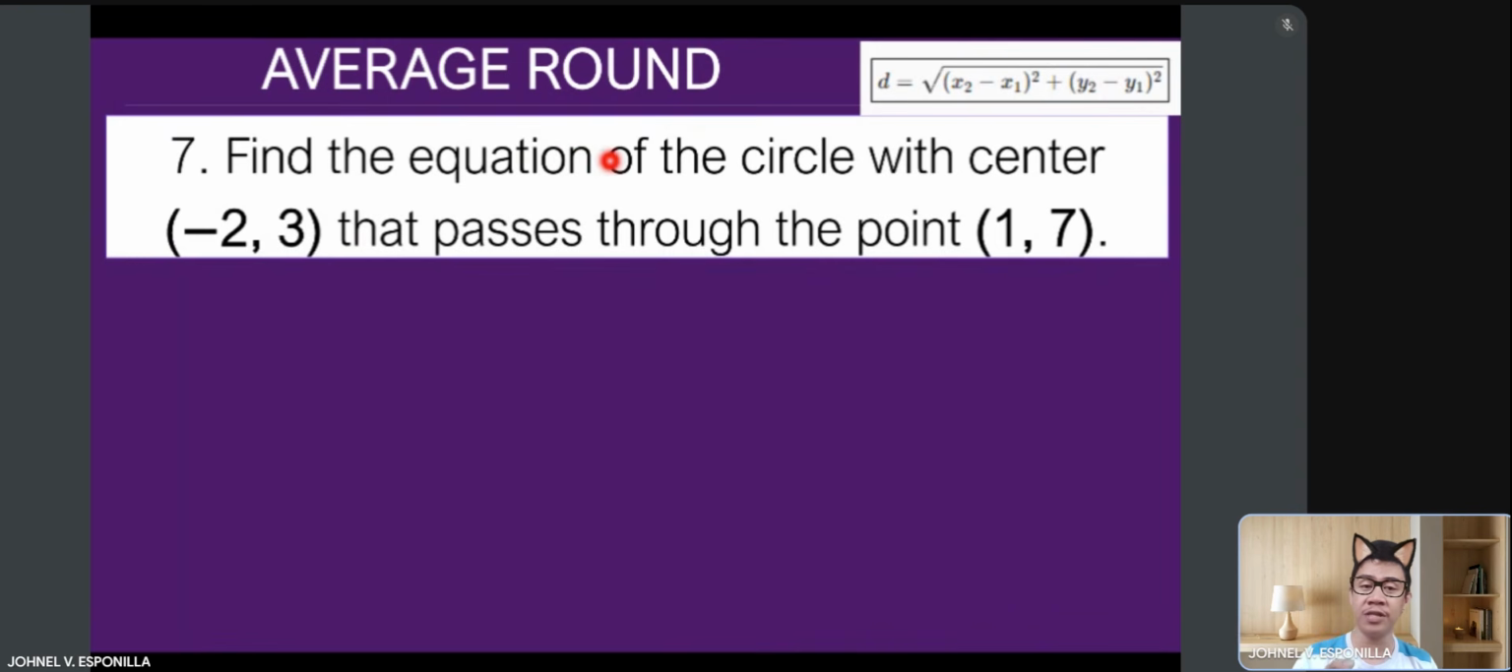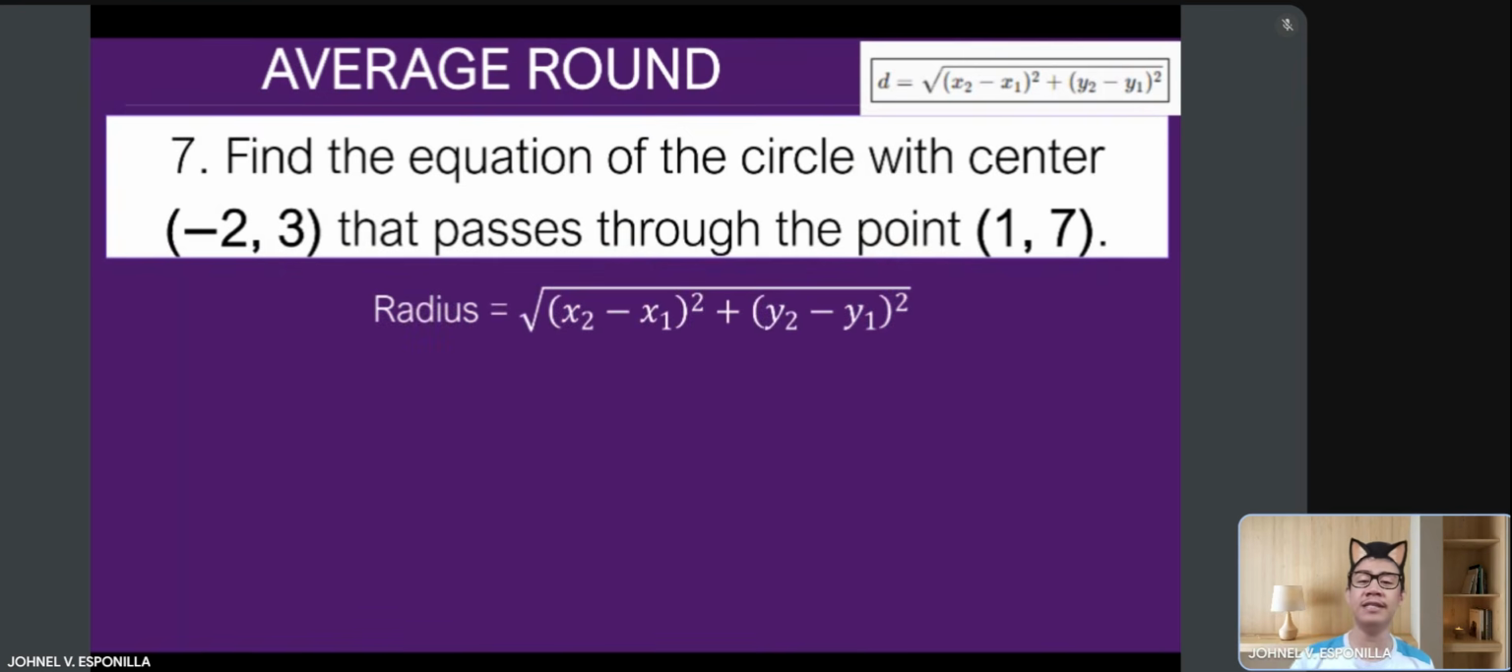Tapos, ang meron tayo is center. Yung gitna daw ng center ay nasa negative 2, 3. And we have a point 1, 7. Passes through the point. So, ano ang tinutukoy dito? This is the point found on the circumference. Okay? So, ibig sabihin, when we connect the center and the point na nasa circumference, ang mabubuo po natin is the radius. Okay? So, para mahanap po si radius, apply po natin yung distance formula. Okay? Ano yung haba ni point na nasa center hanggang sa circumference? And that is a radius.